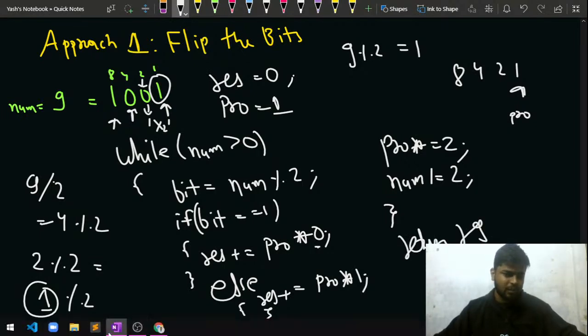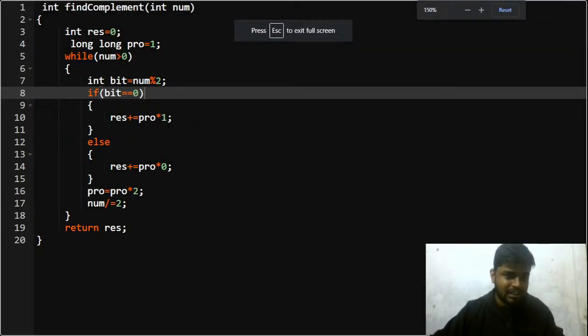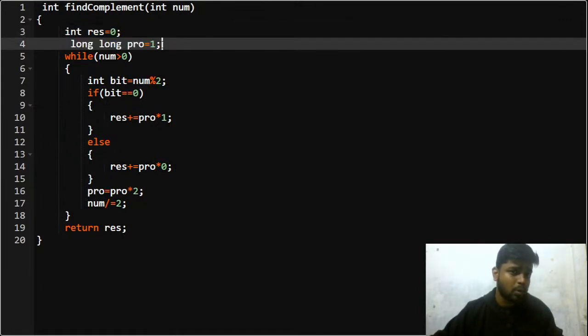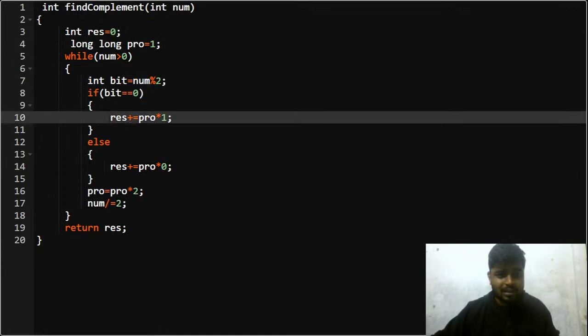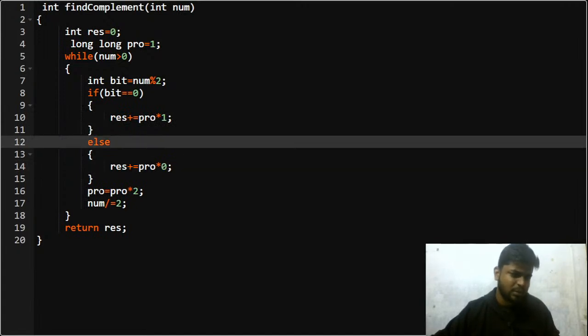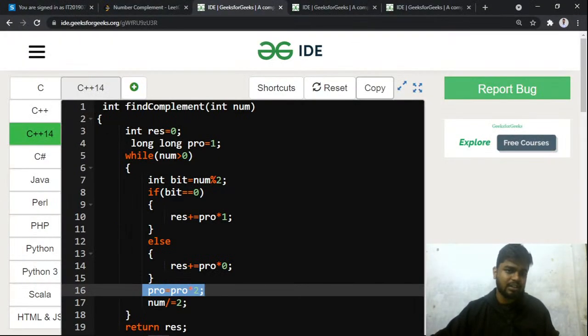Let me show you the code part for that particular approach, like what I'll actually be doing. I have the number, I'll make the resultant number, and I'll take it as long, or maybe long product, because integer will exceed, right? If my number is greater than 0, then I'll check the bit. If the bit is 0, then I'll flip it and make it 1, that is result plus is equal to product asterisk 1. If it's 1, then I'll make it 0, so result plus is equal to product asterisk 0. You don't need to write this else, it depends on you. Then I multiply my product by 2 and divide my number by 2, and after that I return the result, right? This was the first approach.